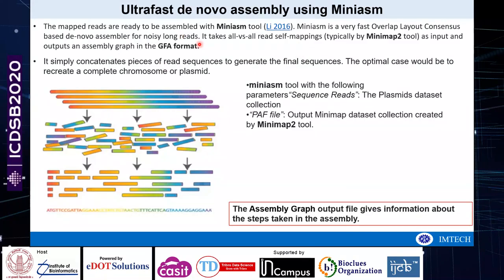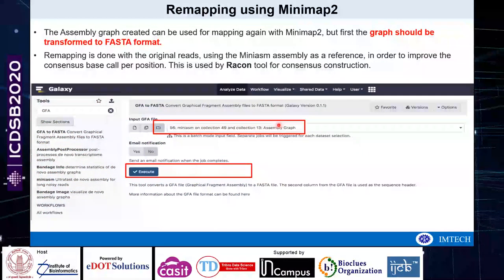After completion of this step, you will get an assembly graph. So simply, what is the input? The input is the plasmid dataset file and the Minimap2 tool's PAF file which was generated previously. So the assembly graph output will be generated.